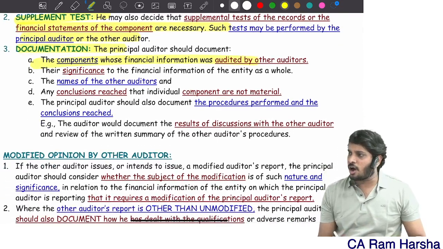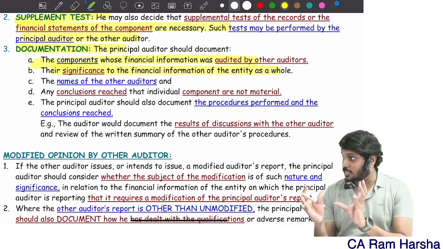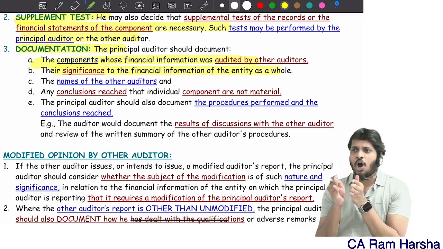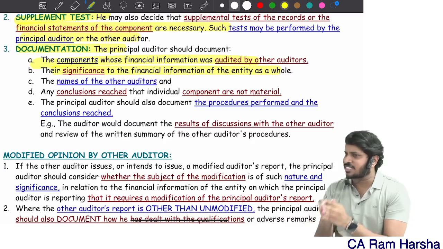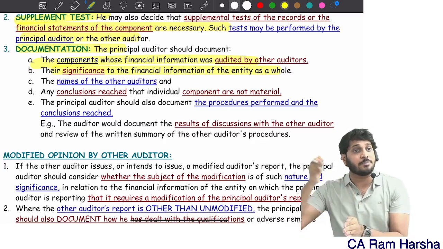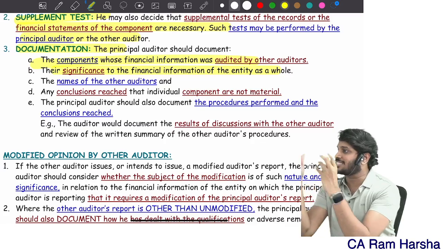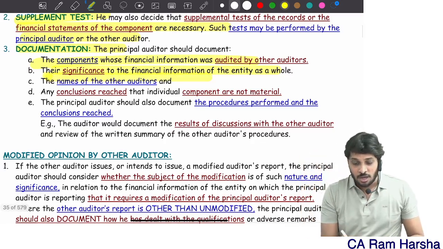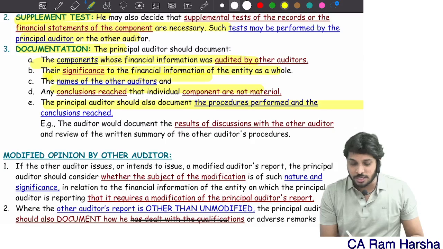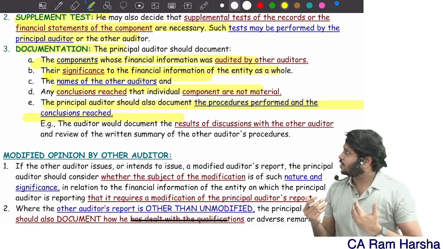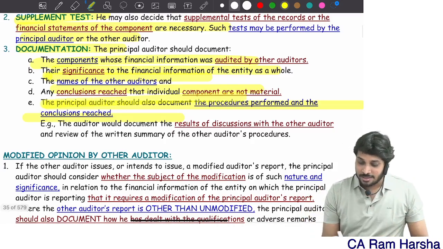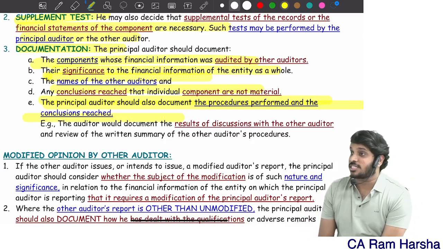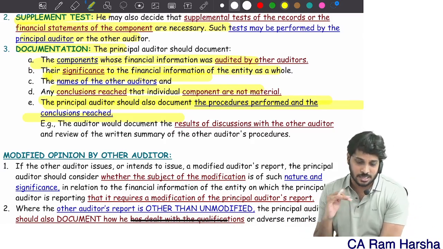Document how many components were audited by the other auditor, and what the significance of those components is to the financials: how much percentage of turnover, expenditure, assets and liabilities were audited by other auditors. That's called significance. Document the names of the other auditors and what decisions you have reached. The principal auditor should also document procedures performed and conclusions reached.